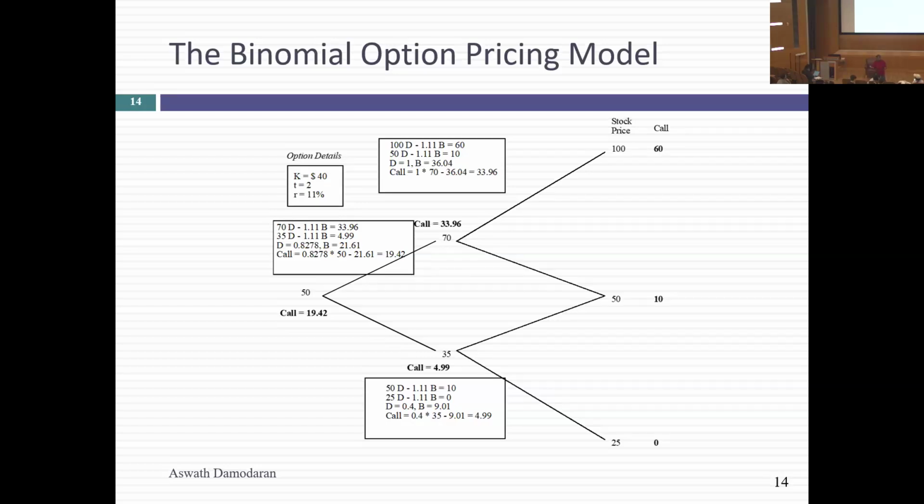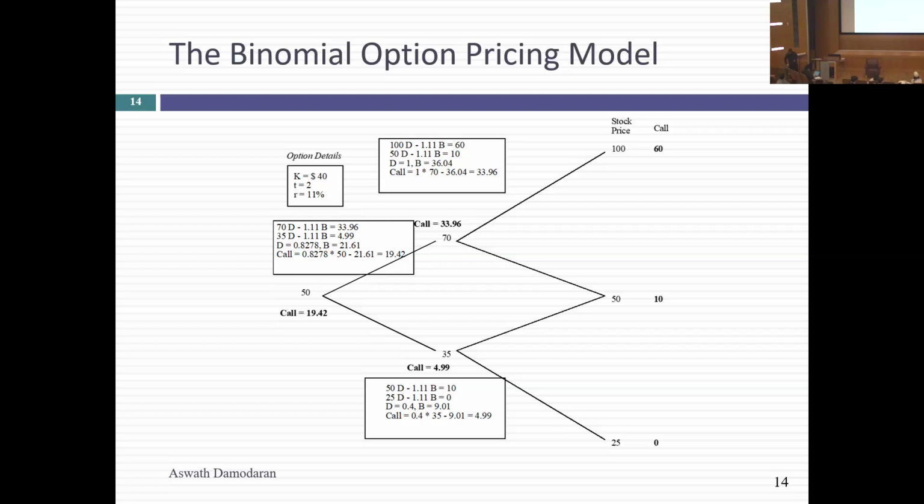And here comes the arbitrage argument. If that replicating position has the same cash flows as the option, guess what? The option has to have a value of $33.96. I've now valued the option at the stock price of 70. You see where I'm going to go next, right? I go to the stock price of 35. What's my objective again? I want to borrow B dollars and buy delta shares of stock.